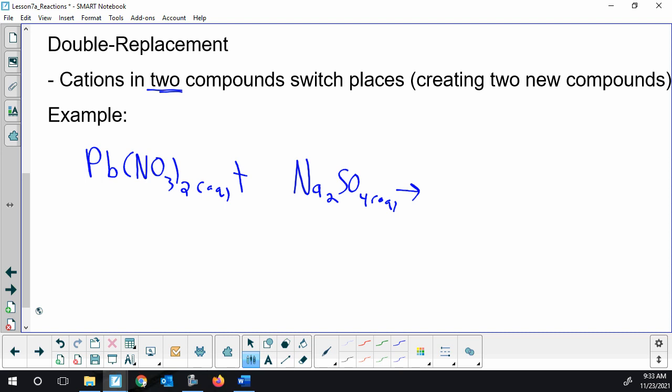Lead nitrate is aqueous according to our table. Okay. Sodium sulfate, aqueous. Okay. Reactants, you'll often be told the states. You won't have to look them up. It's the products that you're going to have to use your solubility table to check.